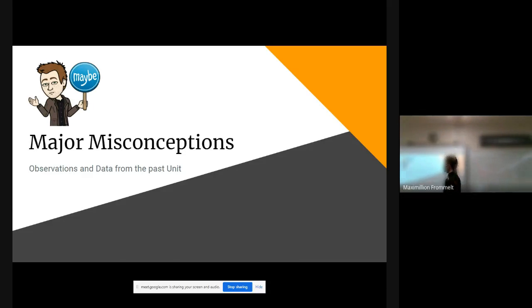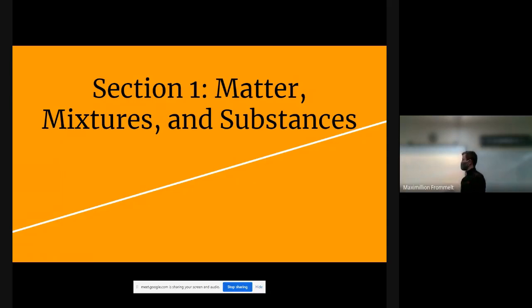So for our major misconceptions, this was all kinds of observations and things that I pulled from our overall unit. You may remember that I periodically polled everyone. This was so I could see what we knew, what we didn't, and any potential mishaps that we had. Our very first section covered matter, mixtures, and substances.